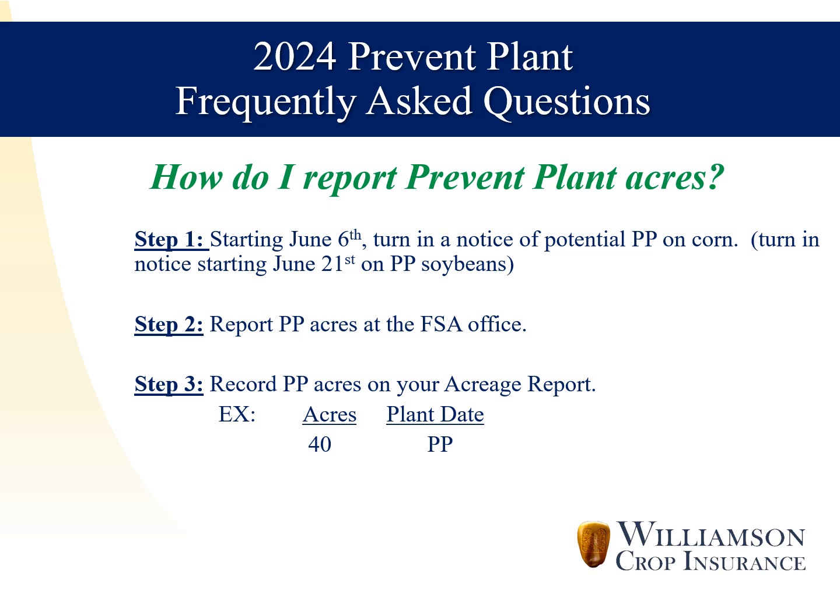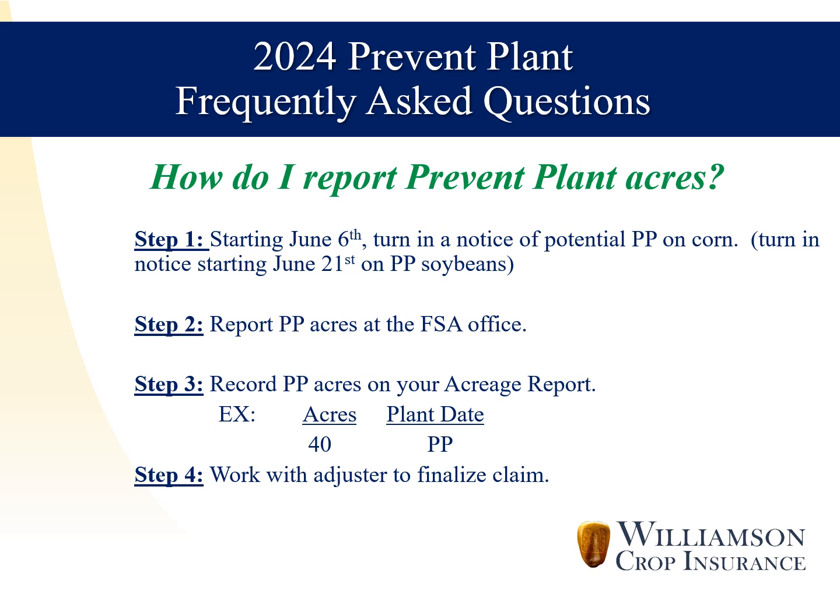Step 3, once you've done that, record the prevent plant acres on the acreage report. We mailed those out last week, so you should have those by the time you're listening to this PowerPoint. Record those same exact acres on your acreage report that you have at FSA, so we match. So if it's 40 acres, write that down. And under the plant date, since there's no plant date, you write prevent plant, PP.